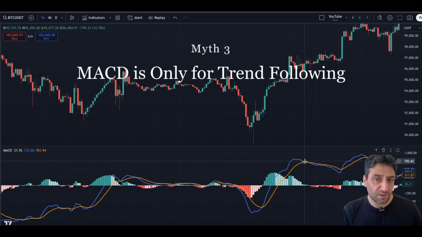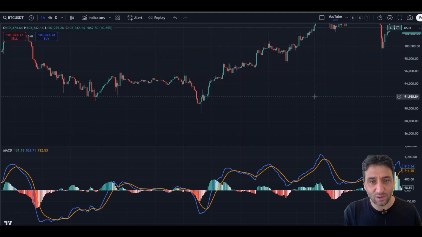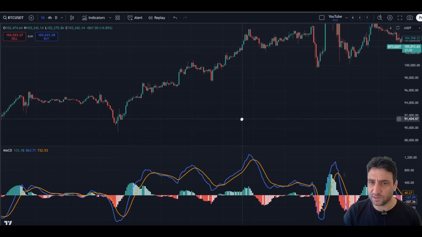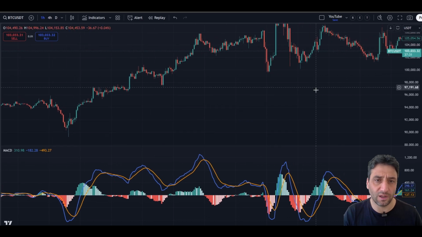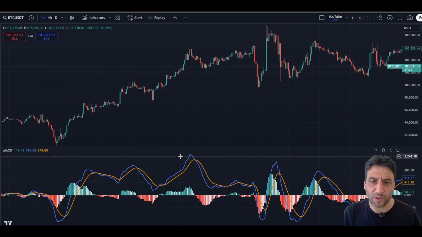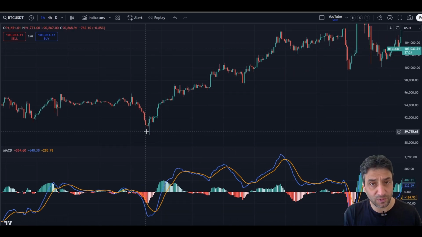And finally, myth number 3. MACD is only for trend following. Wrong again. While MACD is great for spotting trends, it can also be used in range-bound markets, simply to identify overbought and oversold conditions. See how the price bounces off this support level when the MACD reaches an extreme low? That's a potential buy signal.